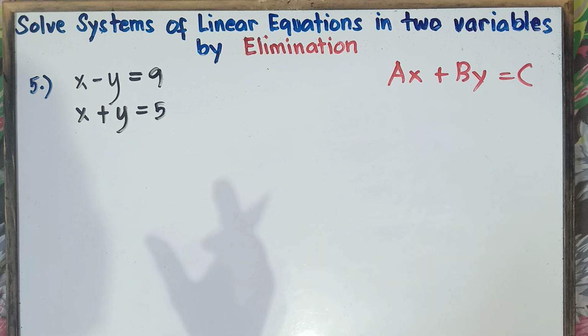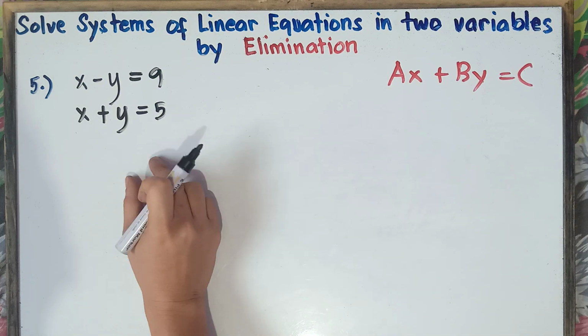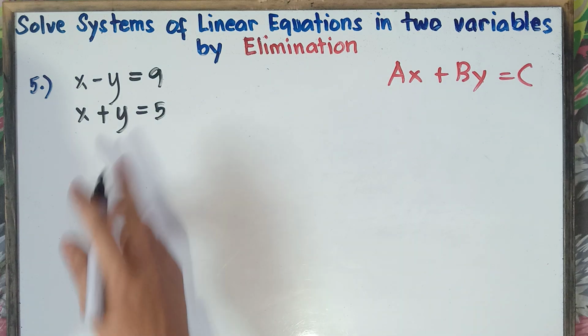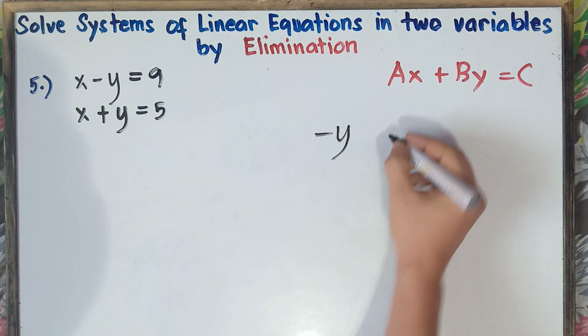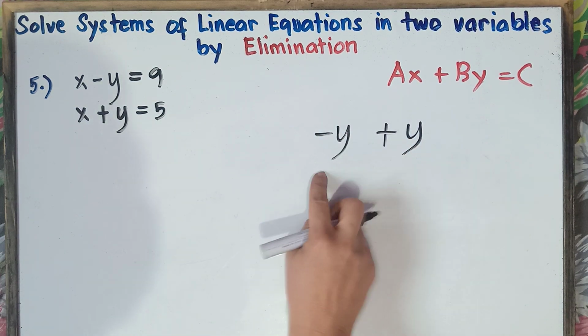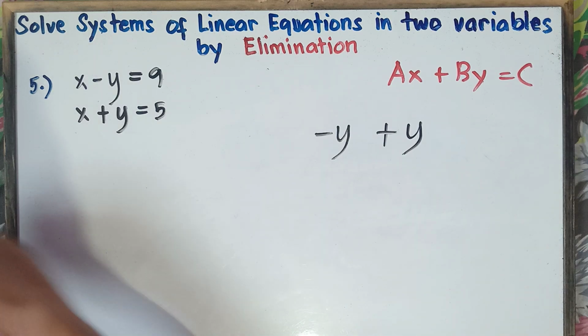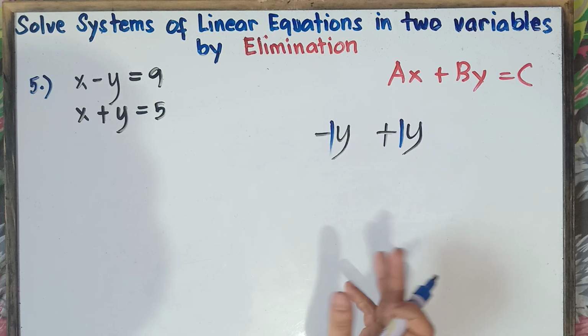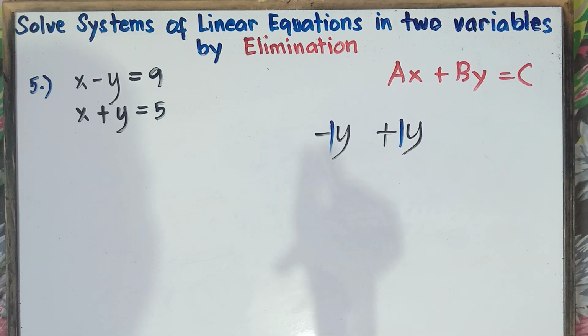The second step is we're going to eliminate x or eliminate y. It's up to you class, which do you prefer? In this scenario, we can simply eliminate y. Why is that, sir? Because we have negative y and positive y. The coefficients are opposite. We have negative 1 and positive 1.